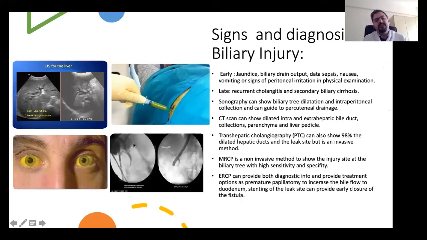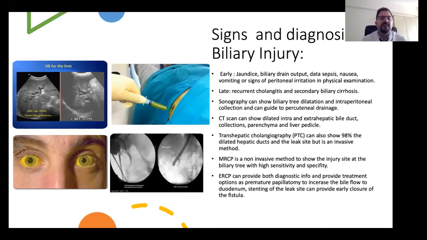So when we have a biliary injury, how can we work up the patient or see if this patient has a complication? What are the signs? The early signs are jaundice, biliary drain output, the patient becoming septic, nausea, vomiting, and peritoneal irritation on physical examination, especially in the epigastric and right upper quadrant area. When we look at the late onset, the patient can develop cholangitis, and in some cases secondary biliary cirrhosis when there's a stricture but no leak.